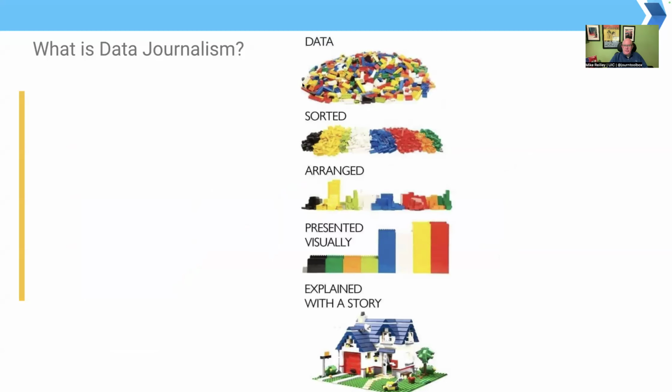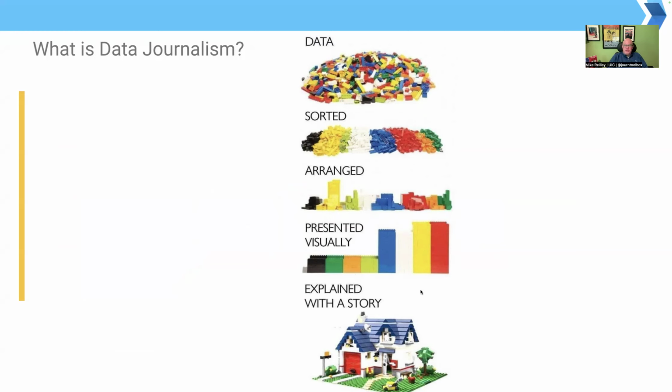Big pile of Legos, messy data. Data's messy, like a big pile of Legos you had as a kid. And oftentimes, we sorted the data, maybe sorted all our bricks by color. That's how you sort data. You can arrange it, group it by different size of the blocks and things like that. Present it visually, maybe as a bar chart, like it's done here.